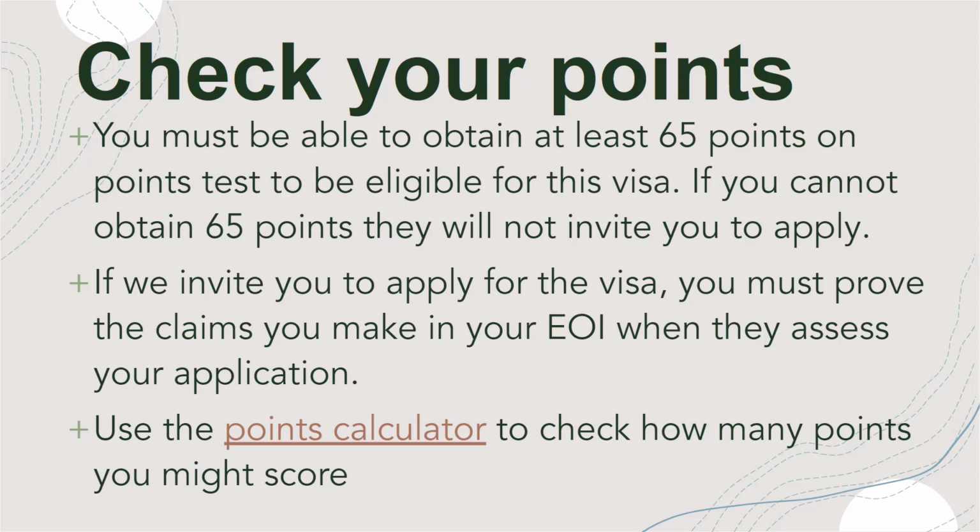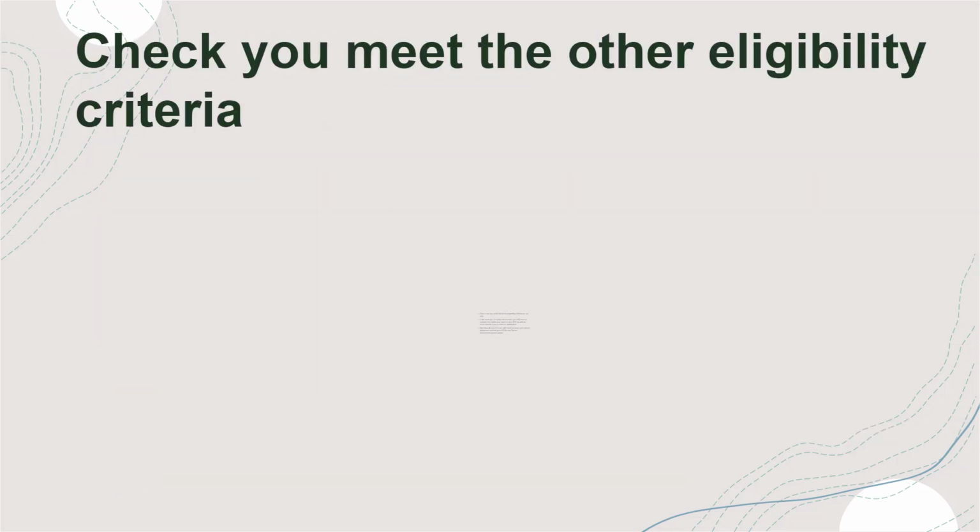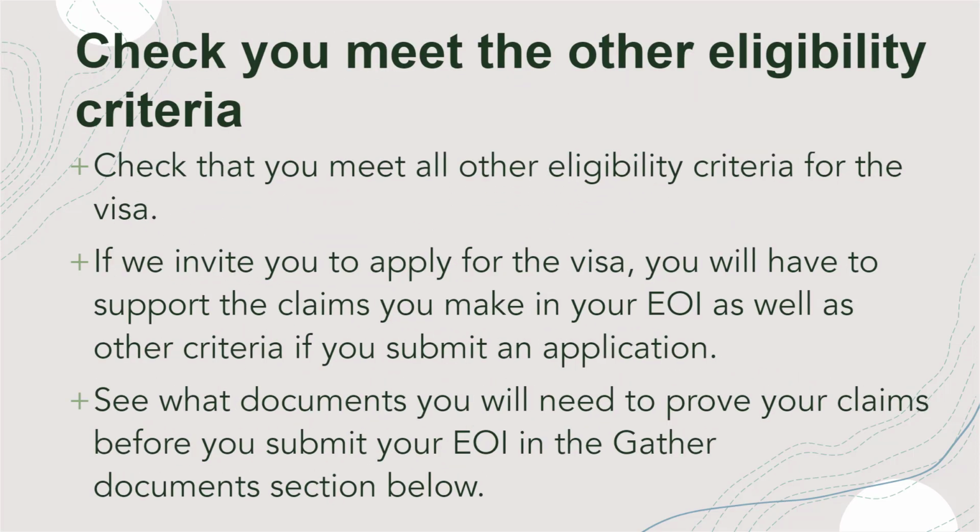If we invite you to apply for the visa, you must prove the claims you make in your EOI when we assess your application. Use the points calculator to check how many points you might score. Check that you meet all other eligibility criteria for the visa. If they invite you to apply for the visa, you will have to support the claims you make in your EOI as well as other criteria if you submit an application. See what documents you will need to prove your claims before you submit your EOI in the Gather Documents section.